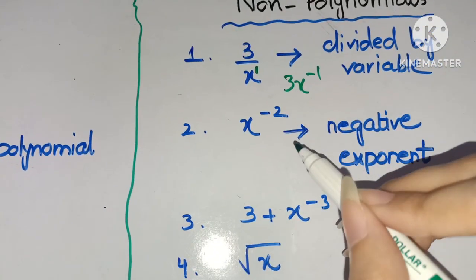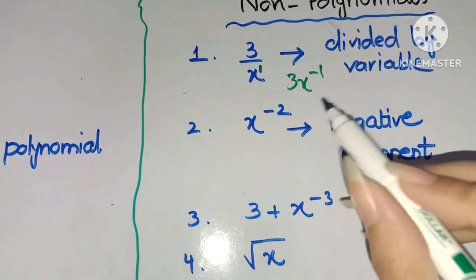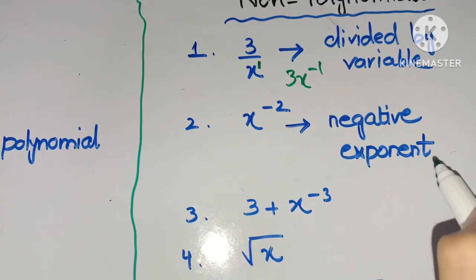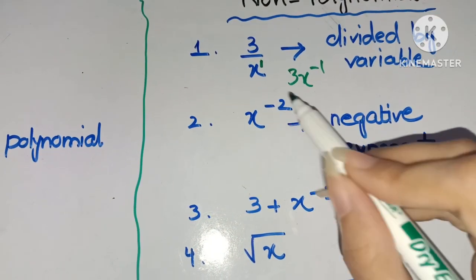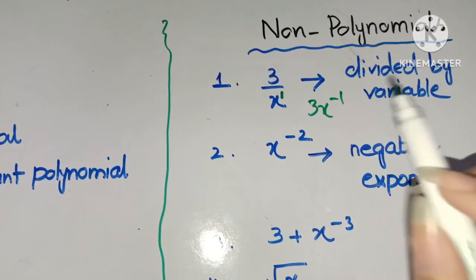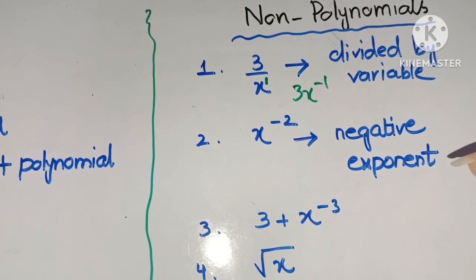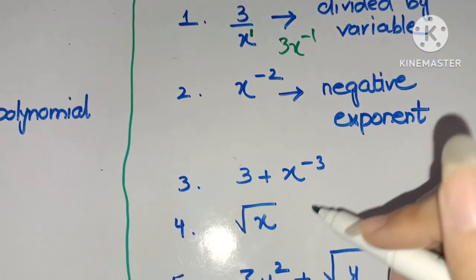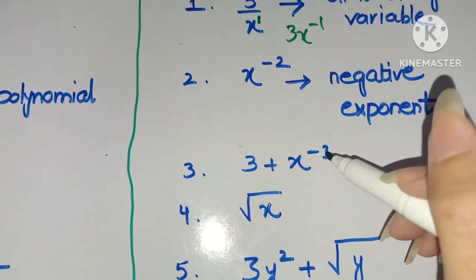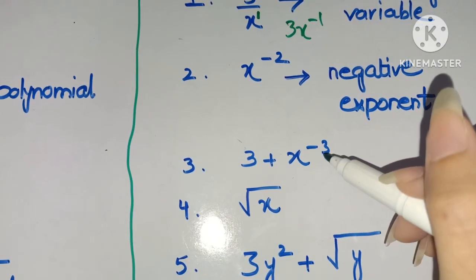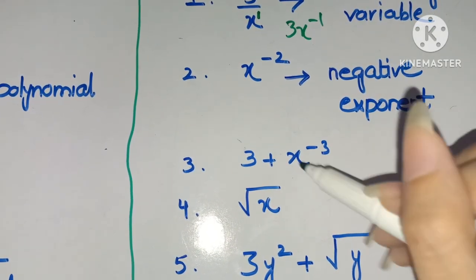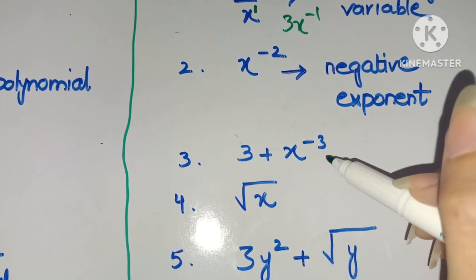Next is x to the power minus 2, which is again an example of a negative exponent, because there is a power of minus 2. In polynomials, only an exponent of a positive whole number is allowed, so a negative exponent is not allowed. The next example we have is 3 plus x to the power minus 3. Because of this one term, the whole expression is not a polynomial.